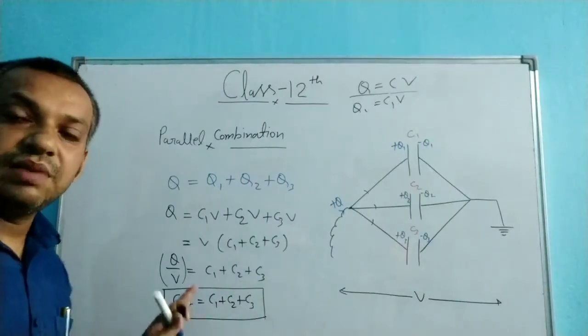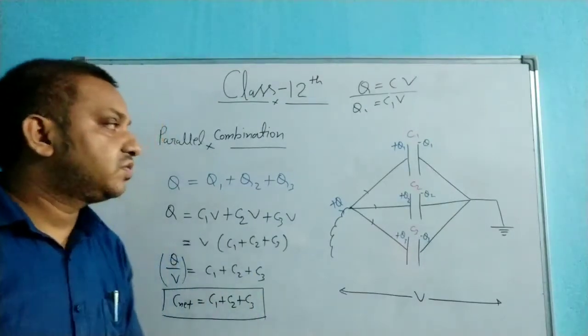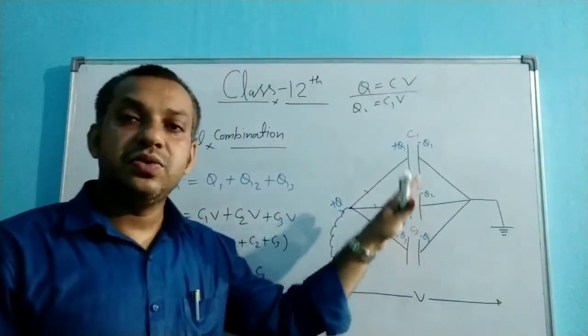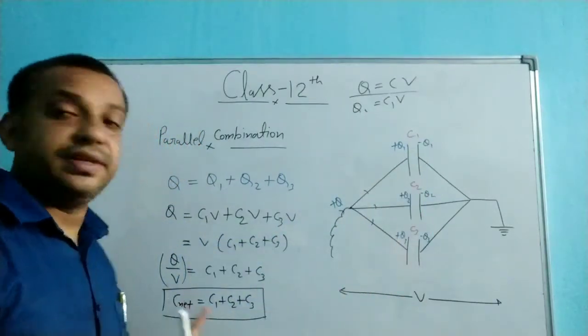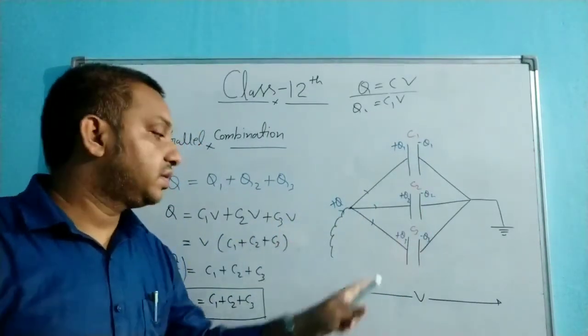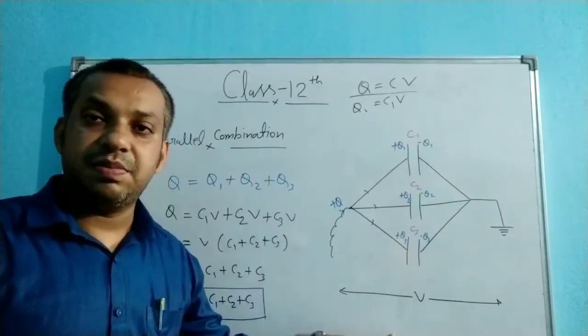Again, the physical significance is the same. In place of these three capacitors, you can use only one capacitor of rating C net. That will draw the same amount of charge from the supply.